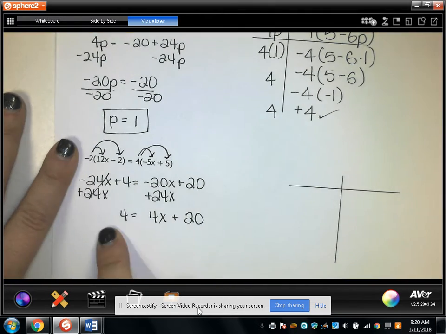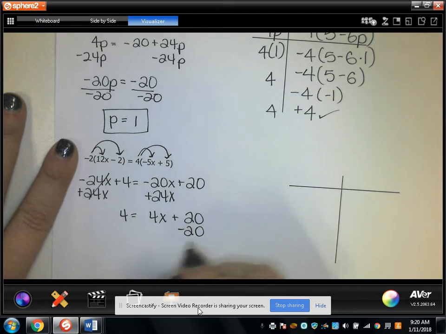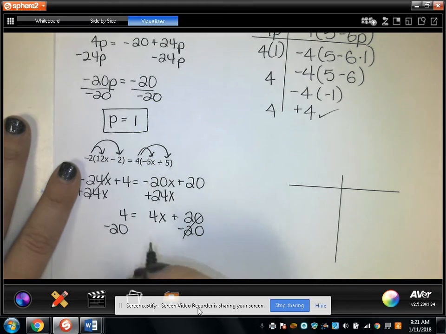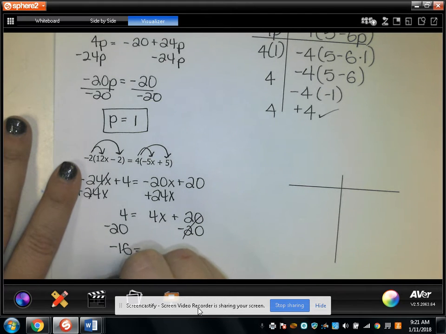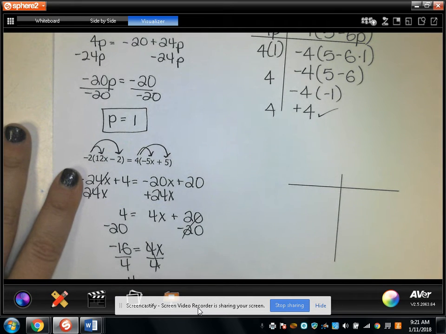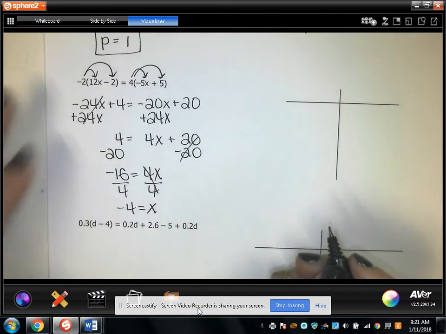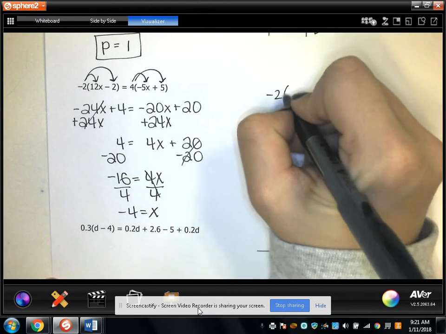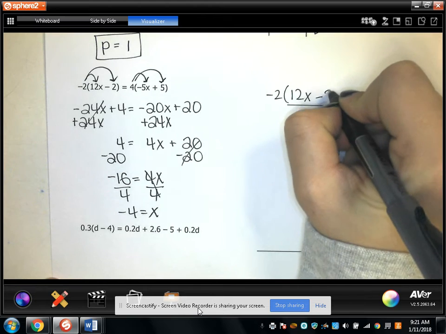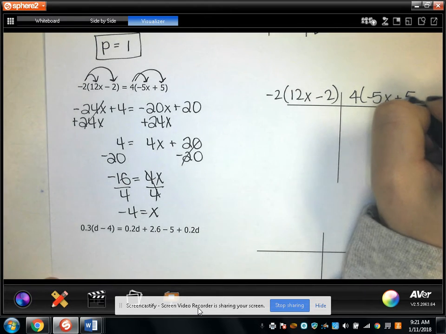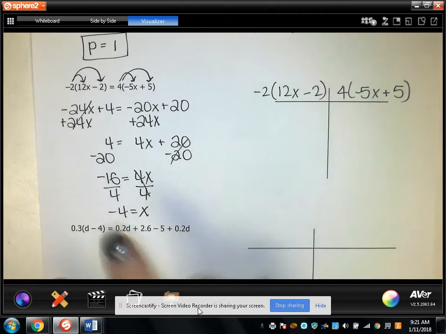Now I'm going to move my constants over to join my 4. So I have 4 minus 20, that's negative 16 equals 4x. I'm going to divide both sides by 4, and I'm left with negative 4 equals x. Now for my check, let's write down this equation. For my check, I'm not going to distribute. I'm just going to plug in the negative 4.